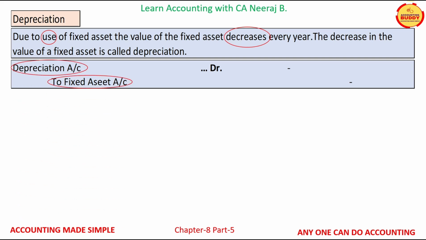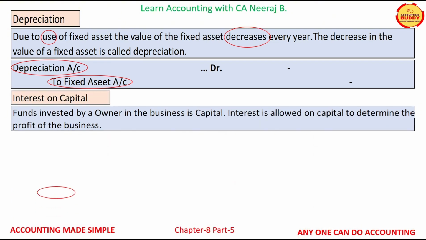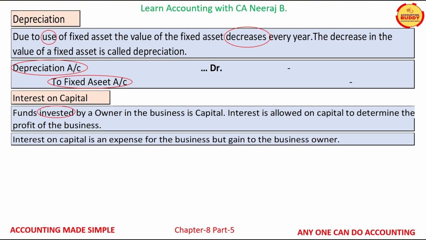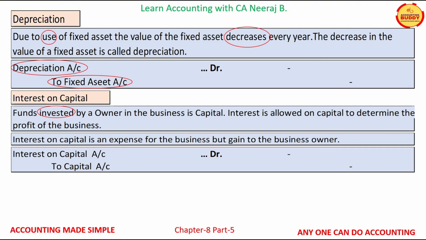An adjustment entry is also passed for interest on capital. Funds invested by an owner in the business is capital. Interest is allowed on capital to determine the profit of the business. Interest on capital is an expense for the business but a gain to the business owner. The journal entry for interest on capital is recorded as displayed on your screens.